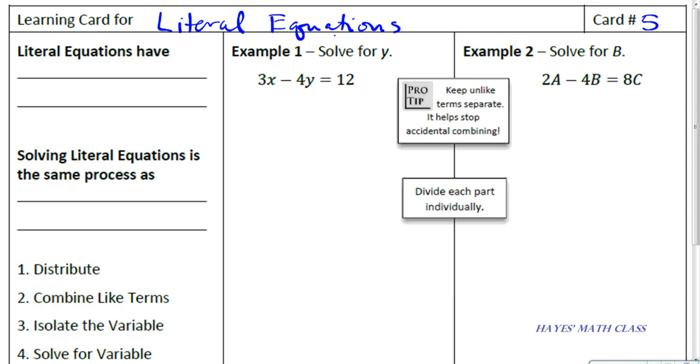Couple very, very basic things. Most of you, as we went through this, found out that literal equations isn't really any harder than regular equations. Literal equations just have more than one variable. And so it's going to look a lot like formulas. You can see the two examples we're going to do here. First one has x and y. The second one actually has a, b, and c.